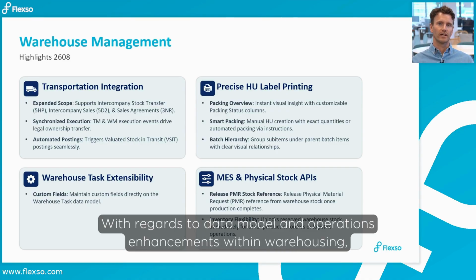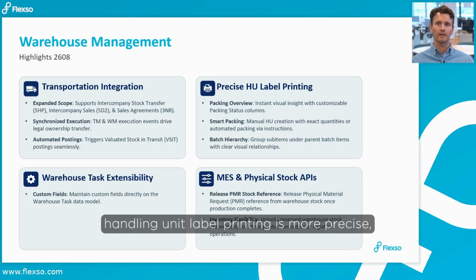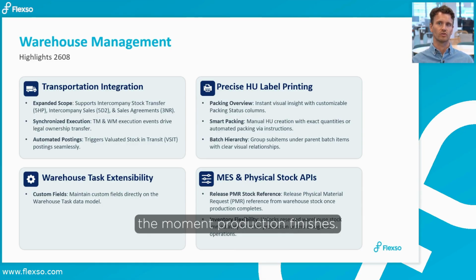With regards to data model and operations enhancements within warehousing, you can now maintain custom fields directly on the warehouse task data model. Handling unit label printing is more precise, and new APIs automatically release physical material requests stock the moment production finishes.